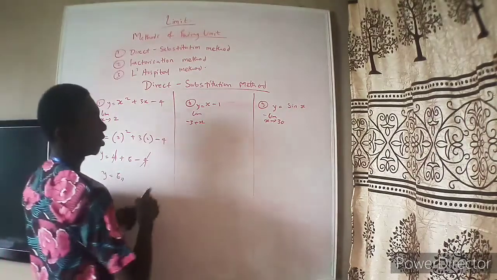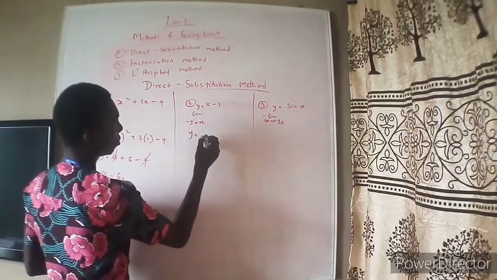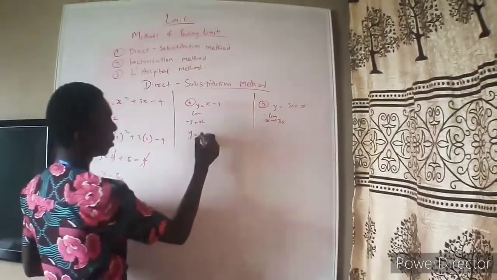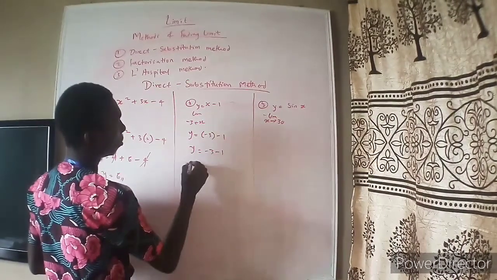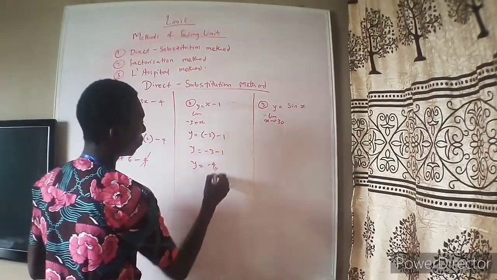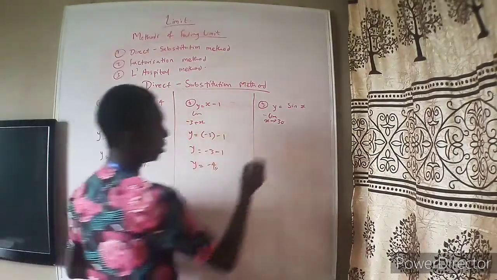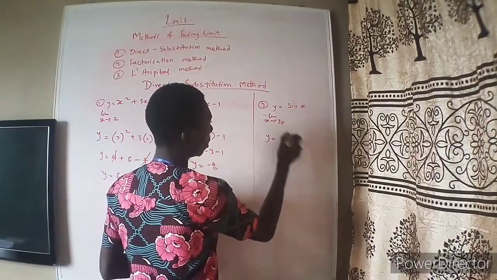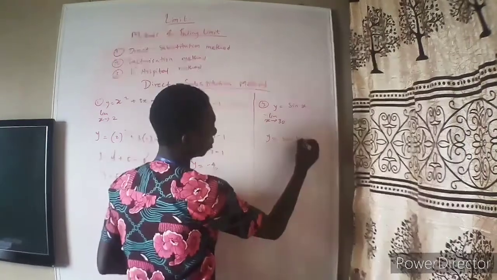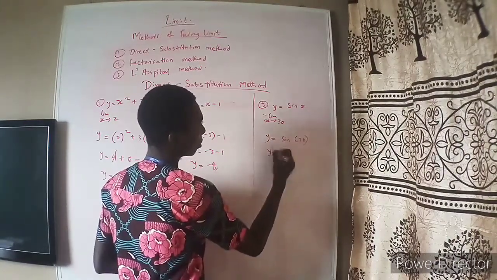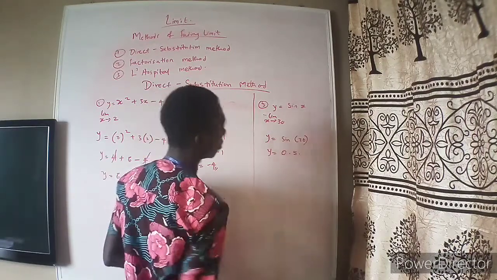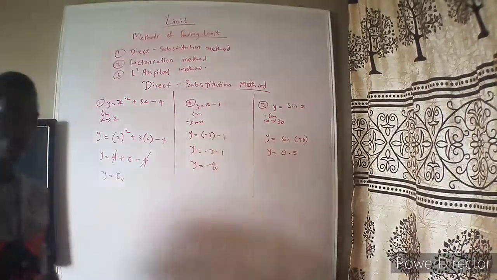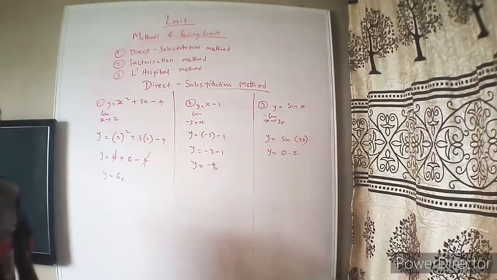For this one, my x tends to minus 3, right? So I have minus 3 minus 1. So y equals minus 3 minus 1. Y equals minus 4. That's all. For this, y equals sine x, x tends to 30 here. So y equals sine 30, which equals 0.5, and that's all. So that's that about the direct substitution method.